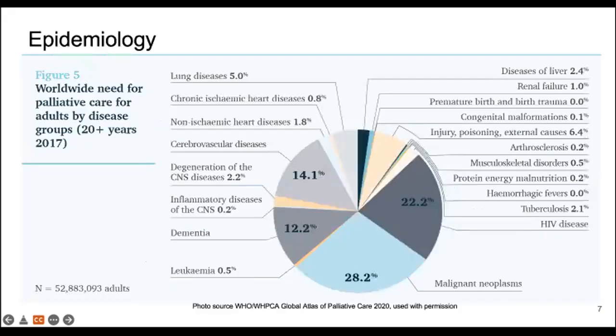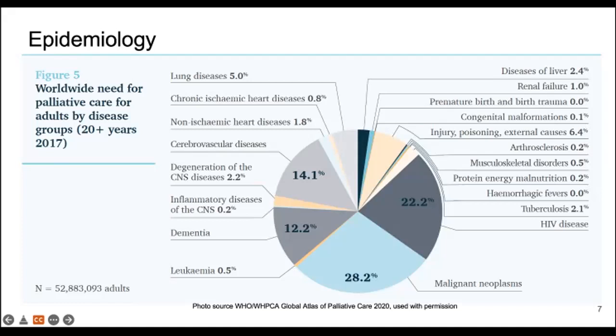This complex slide about adults, not older adults specifically, is quite self-explanatory, so I encourage you to study it on your own time. But the main takeaway is that cancer accounts for only about 30% of global palliative care need for adults over 20, even though in most people's minds, palliative care is only associated with cancer. It's appropriate for all the conditions shown in the pie chart.